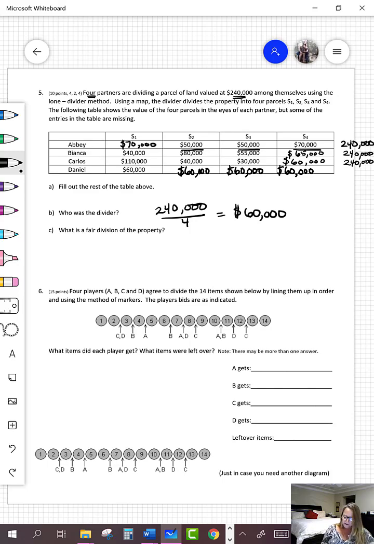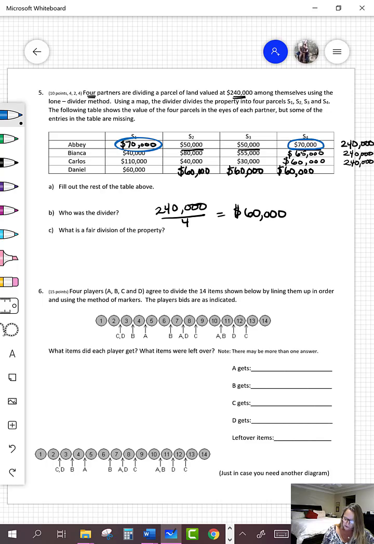Well, everybody who thinks that the property would be a fair share would have to say $60,000 or more. So let's go through and circle each piece that is a fair share for each person. So Abby thinks that piece 1 is worth enough because it's 70,000, and she thinks also property S sub 4 is an equal value or above her fair share of 60,000.